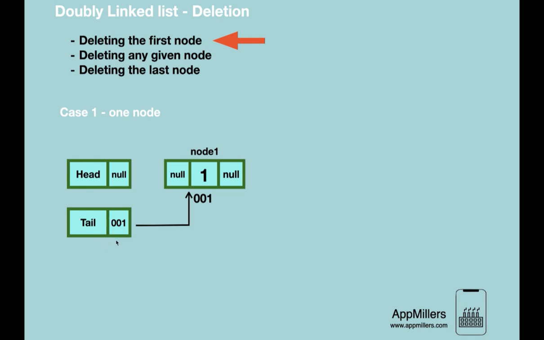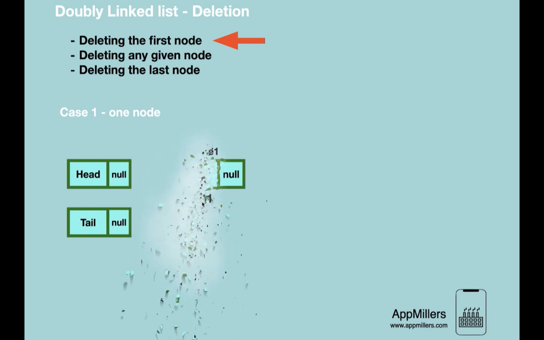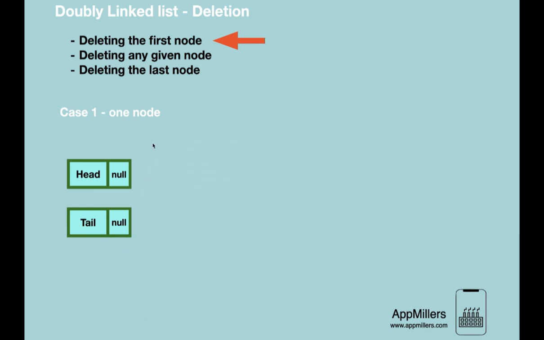If we set the tail reference to null, the link between tail and node 1 is broken, so node 1 is not referenced by tail. So in this case there is no reference to node 1 anymore, and node 1 is available for garbage collection. The system automatically deletes node 1 from memory. So with this, case 1 is completed. By setting the head and tail references to null, we can delete a node from a double linked list in which we have only one node.